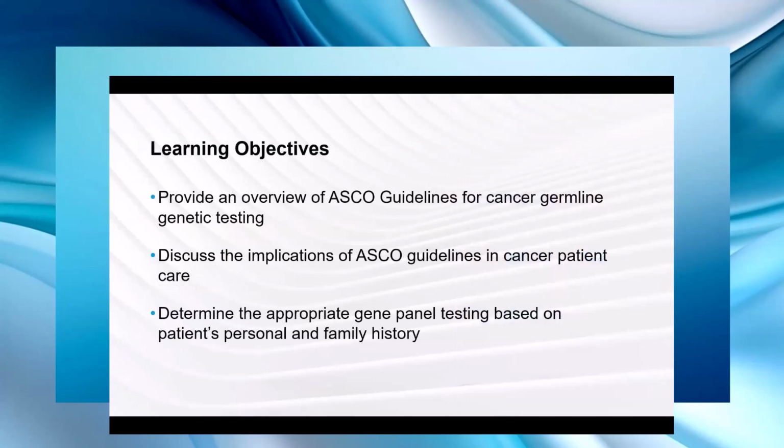So these are the learning objectives for today's webinar. We will provide an overview of the ASCO guidelines for cancer germline genetic testing in the context of the current genetic testing environment. And we will select a few specific examples to illustrate how we can use the ASCO guidelines for cancer patient testing, and also illustrate some of the challenges that may be associated with cancer genetic testing. Hopefully by the end of the webinar today, you will be able to determine the appropriate gene panel testing based on the patient's personal and family history.